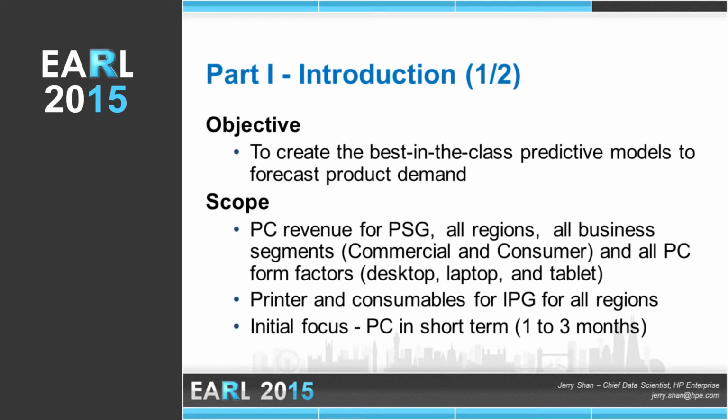And for PSG, we also include the printers and the print consumables. So probably as a consumer, you know, you have a printer and you also buy ink and paper. We call it consumables. We want to predict their demand and revenue. The initial focus for this engagement was on PC. And we want to have a specific target, short-term forecasting, meaning from 1 month to 3 months. Once we build confidence and credibility, we want to expand into longer-range forecasting.